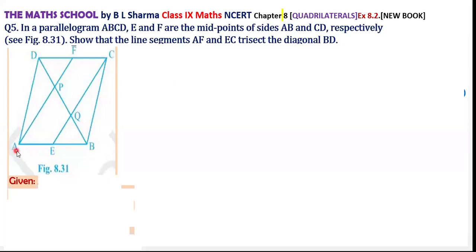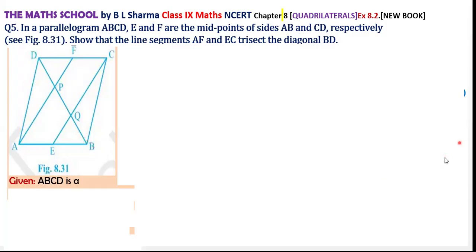In parallelogram ABCD, E is midpoint of AB, F is midpoint of DC, and BD is diagonal. We have to prove that this AF and EC trisect the diagonal BD. Trisect means divide into three equal parts, means we have to prove that DP is equal to PQ is equal to QB.